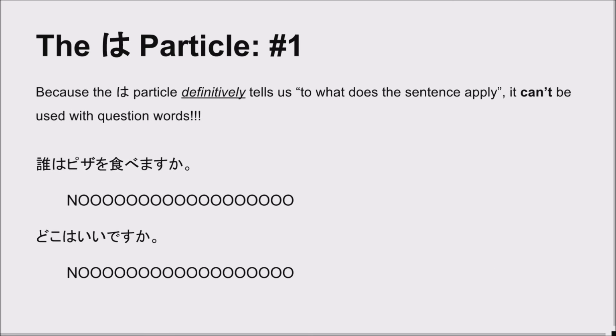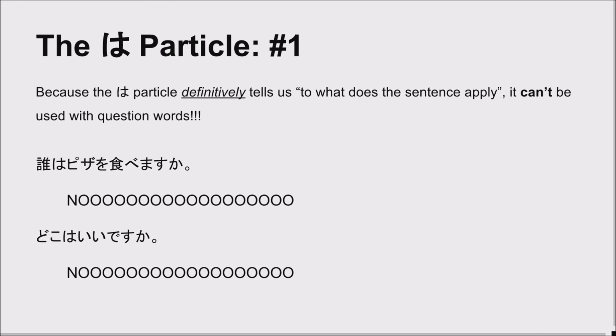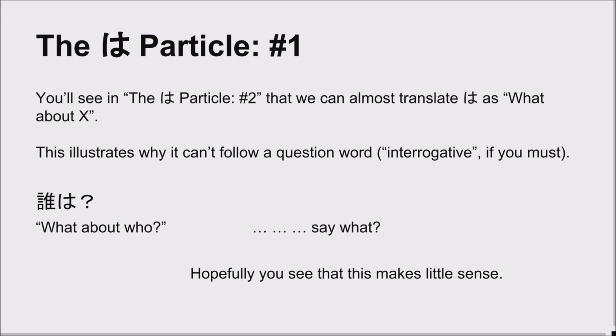So taking that and going back, I just went back a slide. Forward, back, forward, back. Pizza o tabemasu ka? What about who? What about who eats pizza? Huh? No, it doesn't work. What about where is nice? I guess in that sentence in English we translate where as in like a quality as opposed to a location.